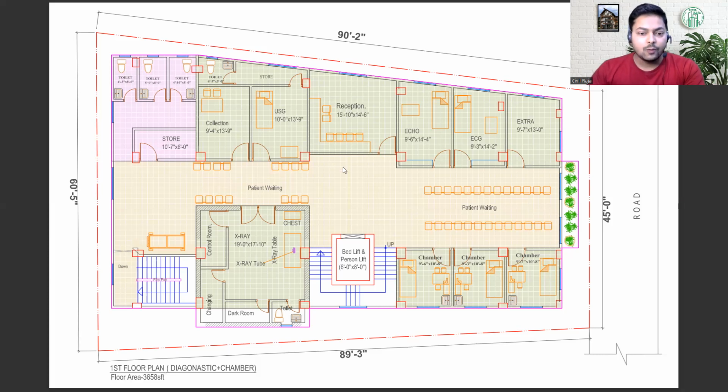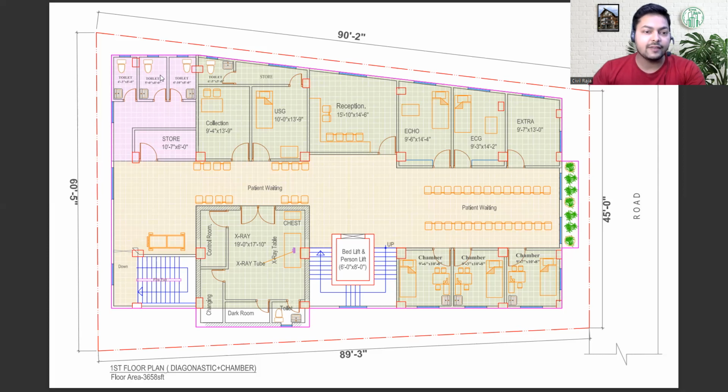Okay, now we have another patient waiting area over here. And what kind of patients can wait over here? These patients can be anyone who is in need of an x-ray, or wants to give a sample. So this is the collection room of 9 feet 4 inches by 13 feet 9 inches. And then we have the USG room of 10 feet by 13 feet 9 inches. And over here we can see that this is a toilet which is directly attached to this USG room. Also, we have another storeroom over here, and we also have a common toilet area over here.